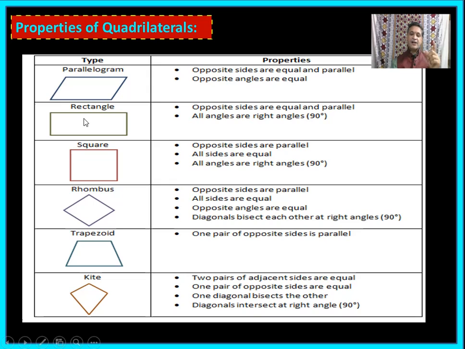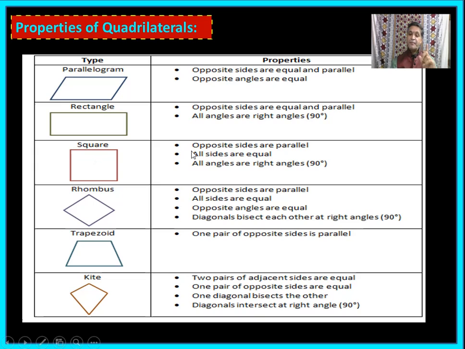Now go to the rectangle. Here also opposite sides are equal and parallel. Same property. All angles are right angles. In the parallelogram, opposite angles are only equal, not right angles. Here all angles are right angles, so every angle is equal. Opposite angles are equal, and adjacent angles are also equal.